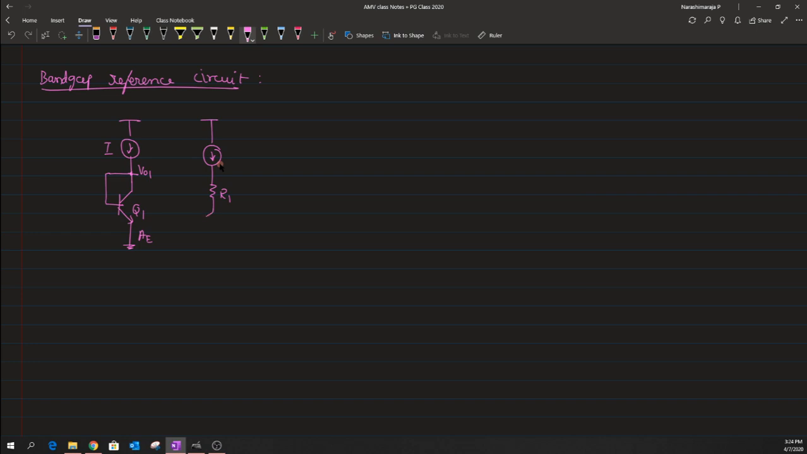Then pass it through a diode connected configuration, but this time the area of this particular structure is n times greater than the area of the Q1 structure. Let me mark this as Q2 transistor. We have created a diode connected configuration, and we added a resistor along the path, and then we are tapping an output as VO2 here. The current that is being passed through this structure is again taken as I. Hope that you are clear with this circuit setup.